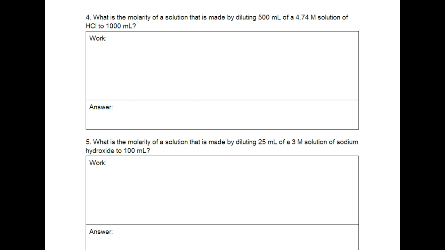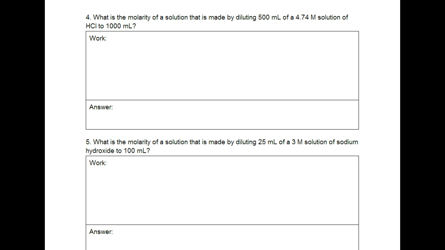Question 4 is a little bit different from everything else. We're actually starting to do dilutions. So it's saying what is the molarity of a solution made by diluting 500 milliliters of a 4.74 molar solution of HCl to 1,000 milliliters. So diluting should tell you that there's going to be a difference in the molarity. So in our for every statement, what we're really observing in dilutions are the molarity and the volume.